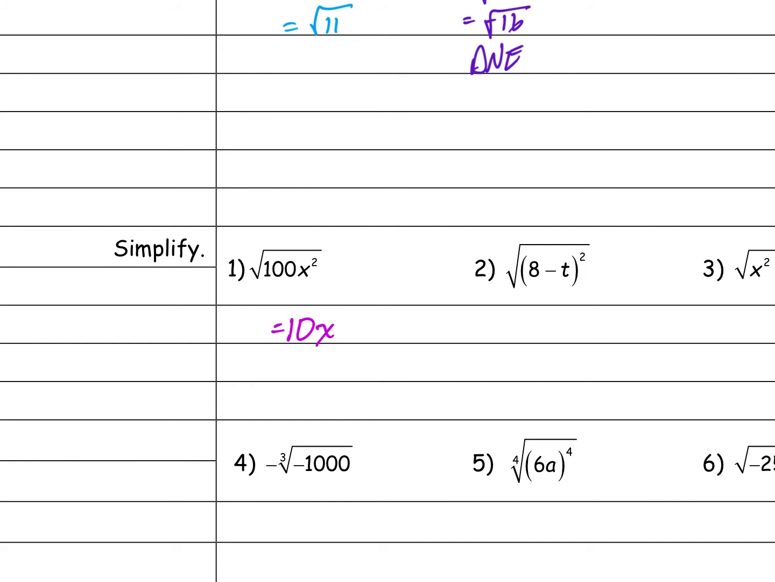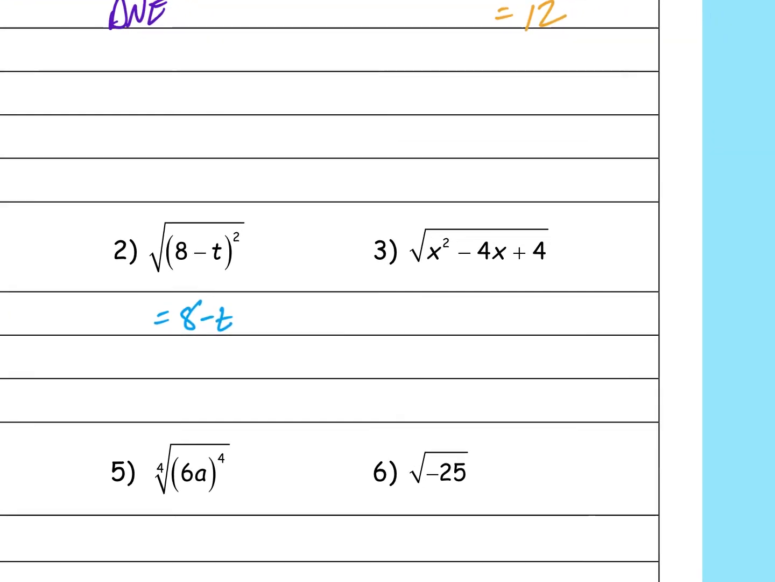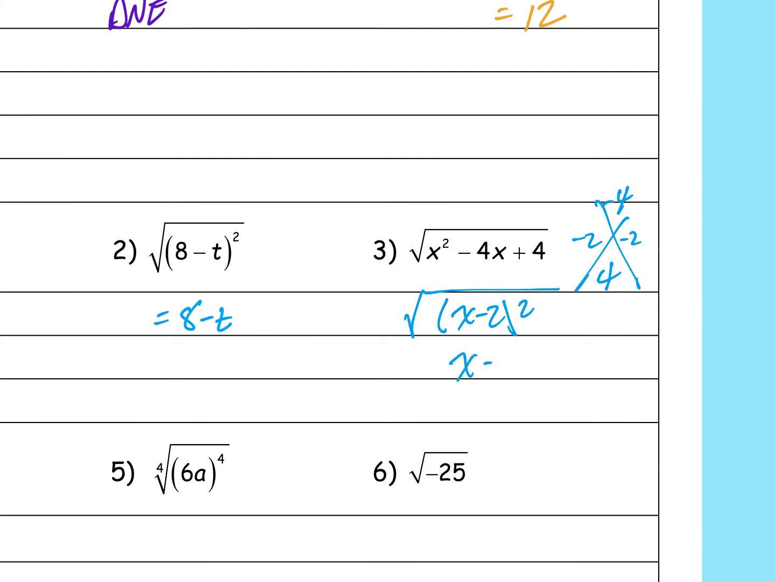So as long as I have 2 of the same thing, I can bring one of those things out. So the square root of 8 minus t squared, well, I have 2 8 minus t's inside my square root, so I can bring one 8 minus t out, okay? So then I have this beautiful, big, long thing here, but I'm going to see if I can factor it here. Expression. What multiplies to be 4 adds to be negative 4, negative 2, and negative 2. So that'd be the square root of x minus 2 squared, or x minus 2.